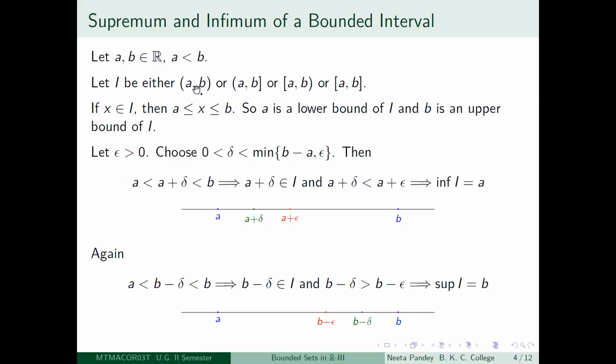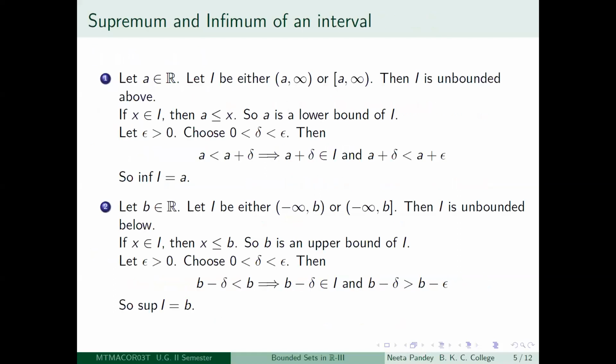So, whatever be your choice of I, any of these four, infimum of I will always be A, and supremum of I will always be B. So these are examples of bounded intervals. Okay, what happens in the next four cases?